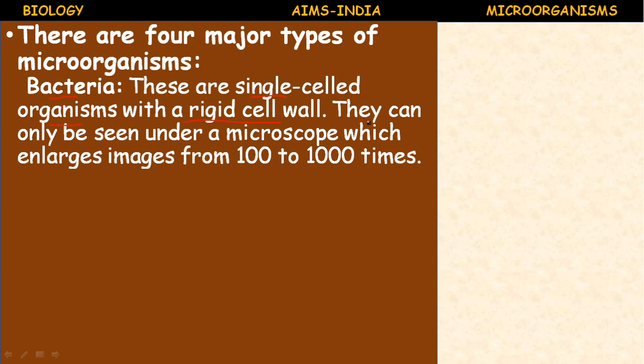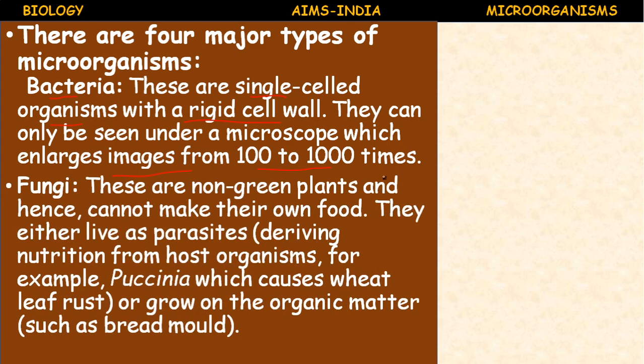They can only be seen under a microscope which enlarges the images from 100 to 1000 times. If you see how a microscope works, a microscope magnifies, multiplies the size of the organism. We are able to see the bacteria with the help of such a microscope which magnifies the size of that bacteria 100 to 1000 times. Then only we can see them with our eyes.